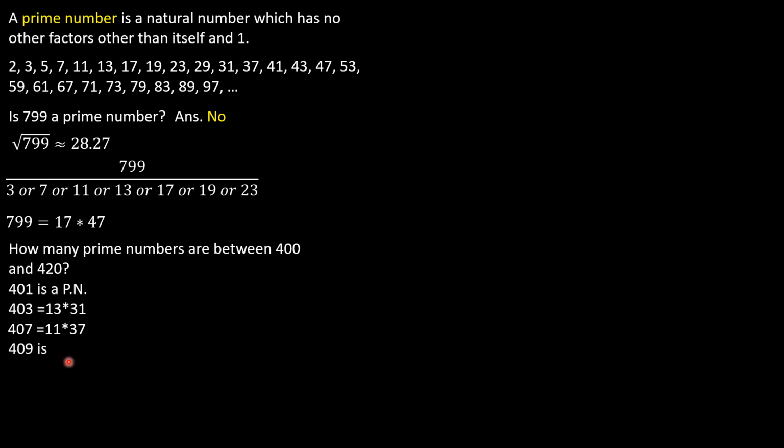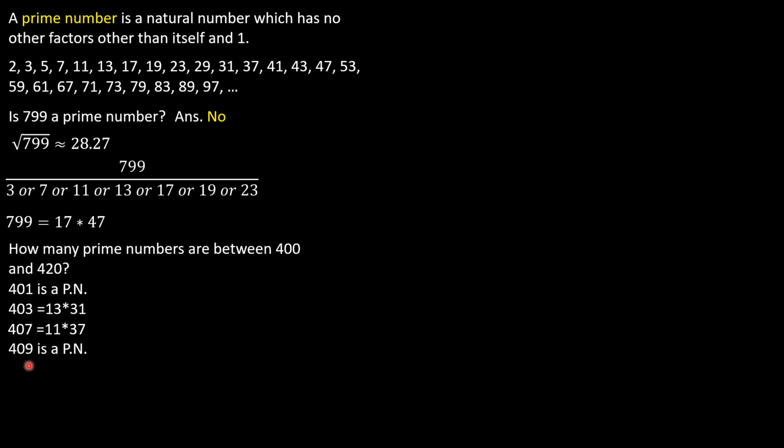409, let's check. It is a prime number. So divide 409 by 3 or 7 or 11 or 13 or 17 or 19. Because 409 is 20 point something, the closest lower prime number is 19. And it is not divisible by those mentioned prime numbers.